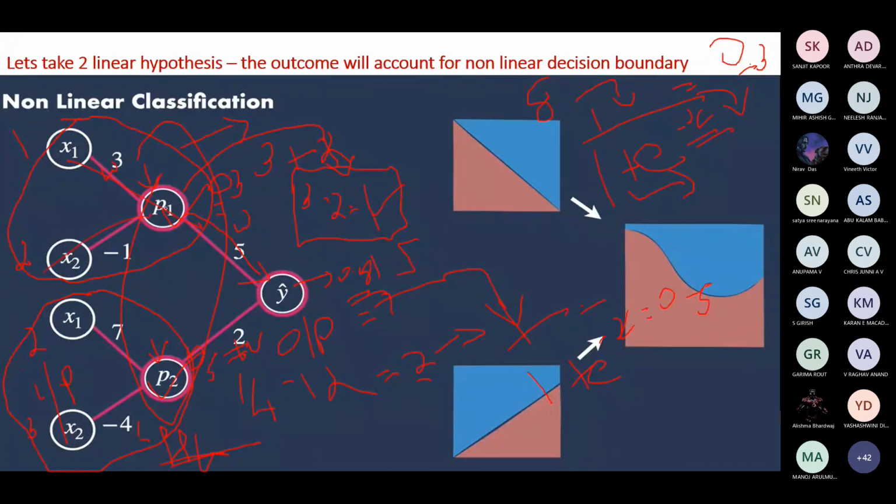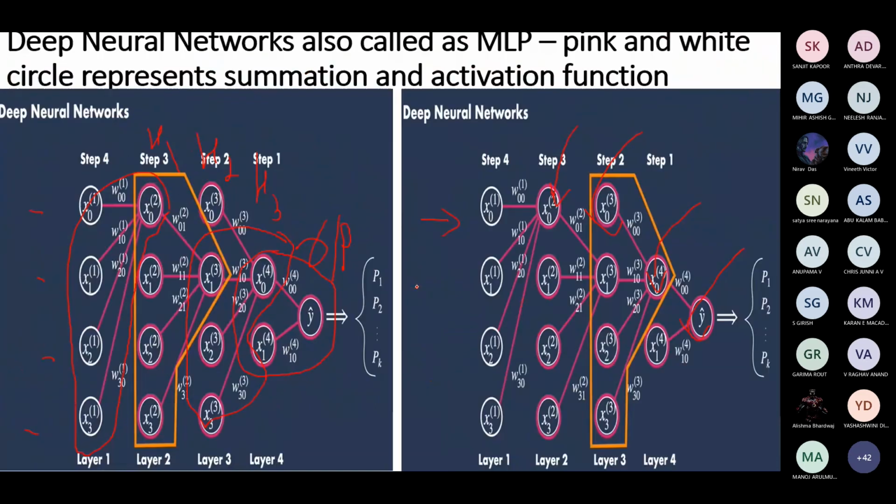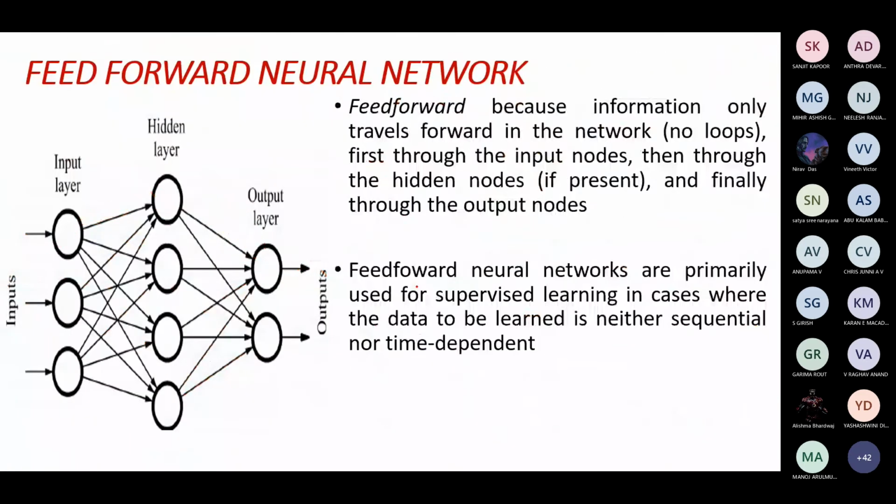Then you take the aggregation and activation, then you multiply with this, you take the aggregation of these two, and then you apply activation, and then you forward it. That's all. The data travels only in the forward direction in the network, first through the input nodes, then through the hidden nodes, and finally through the output nodes. Feed forward neural networks are primarily used for supervised learning.